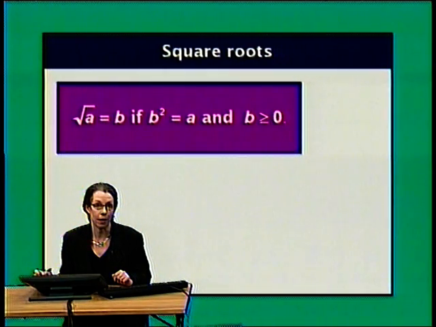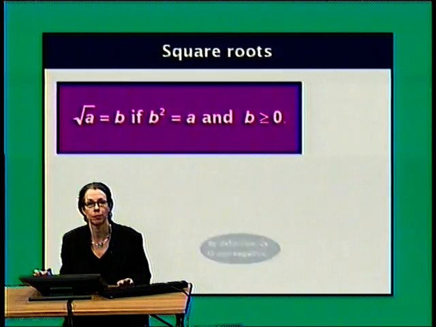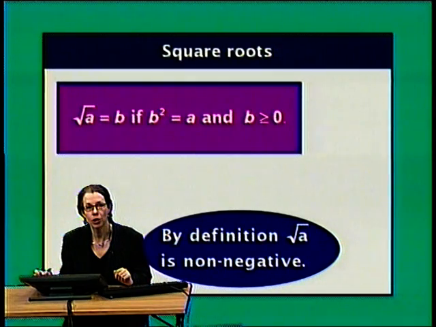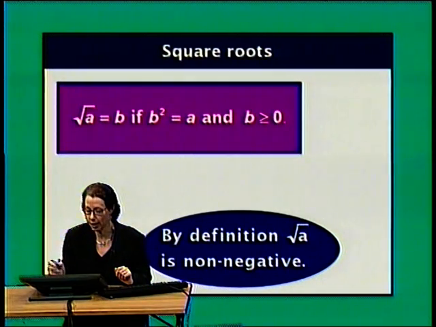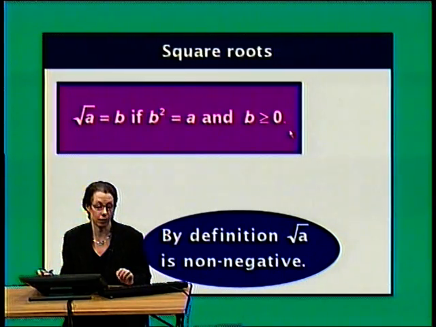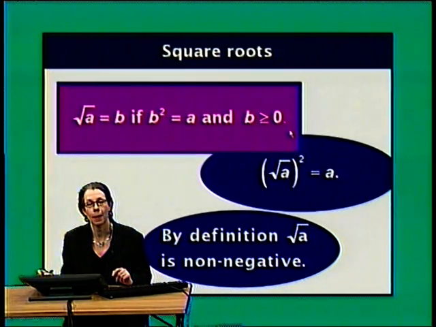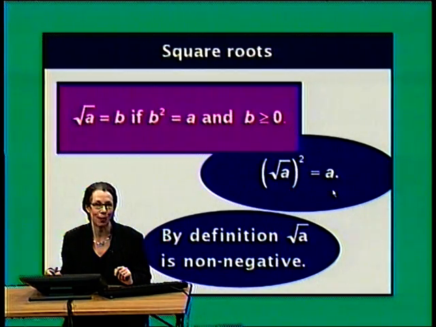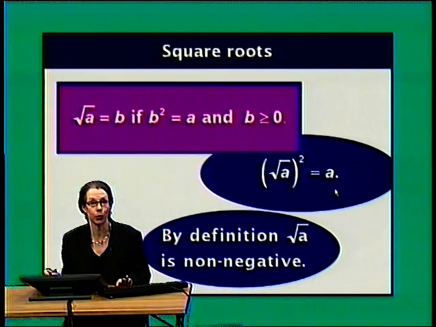So here's the formal definition. The square root of a equals b if b squared equals a and b is greater than or equal to 0. By definition, the square root of a is non-negative. That's why we have this condition on our definition. Also, when we square a square root, we get the radicand back. We get the number or expression under the radical. This is what it means to be a square root.